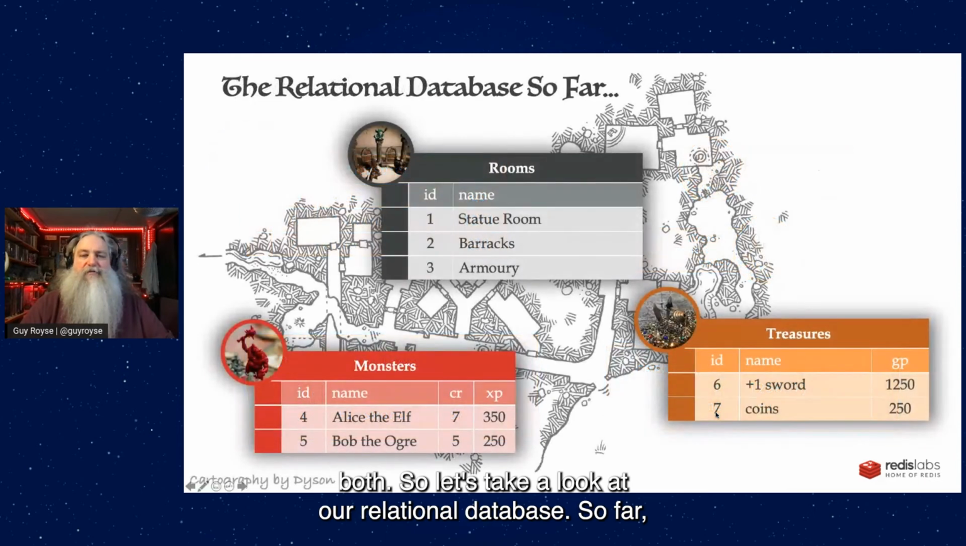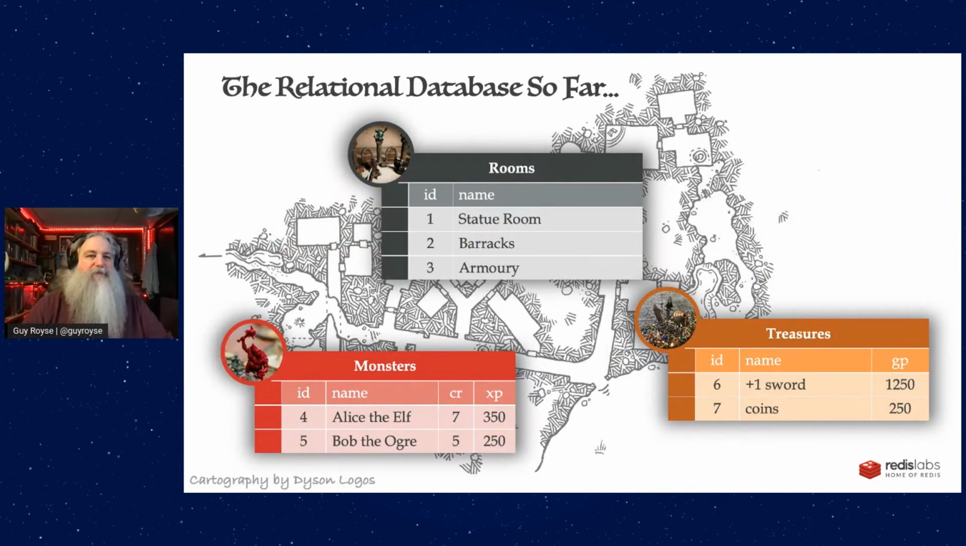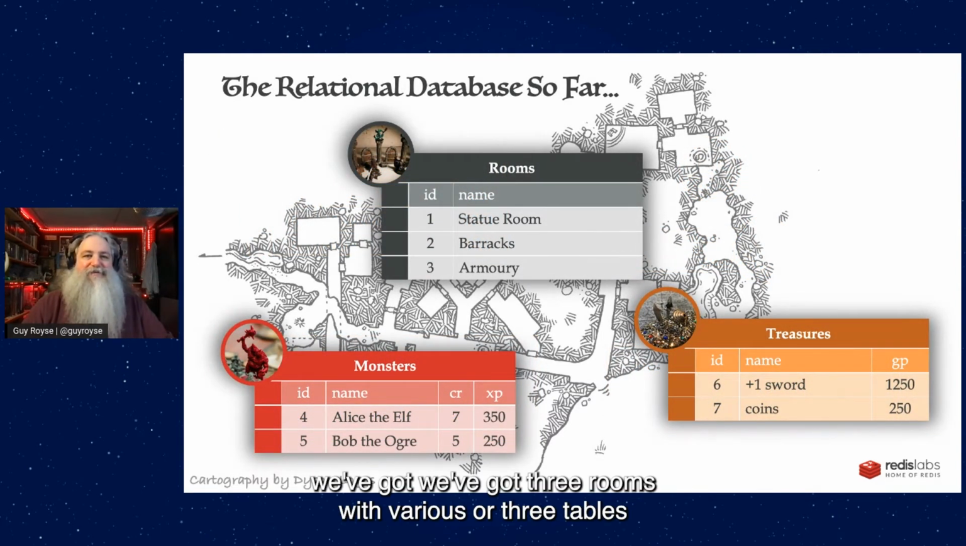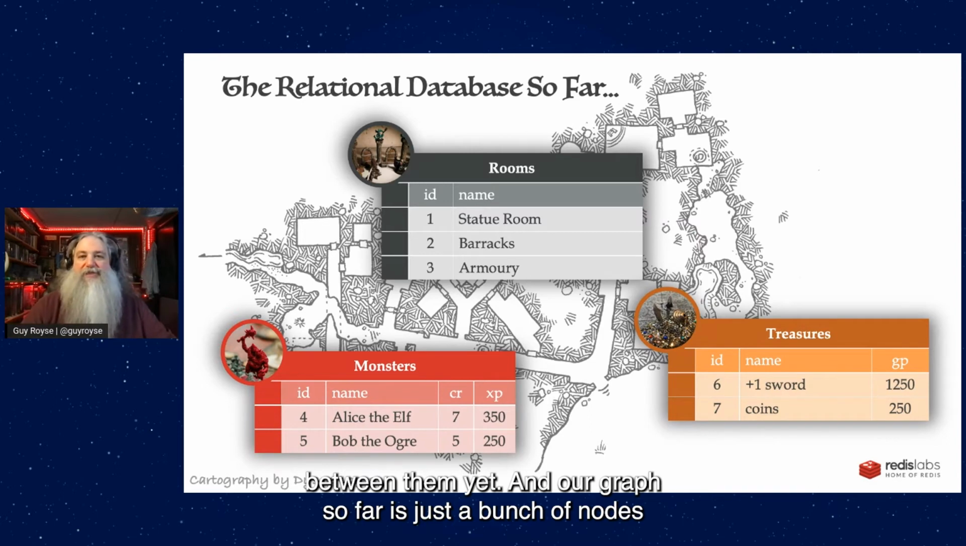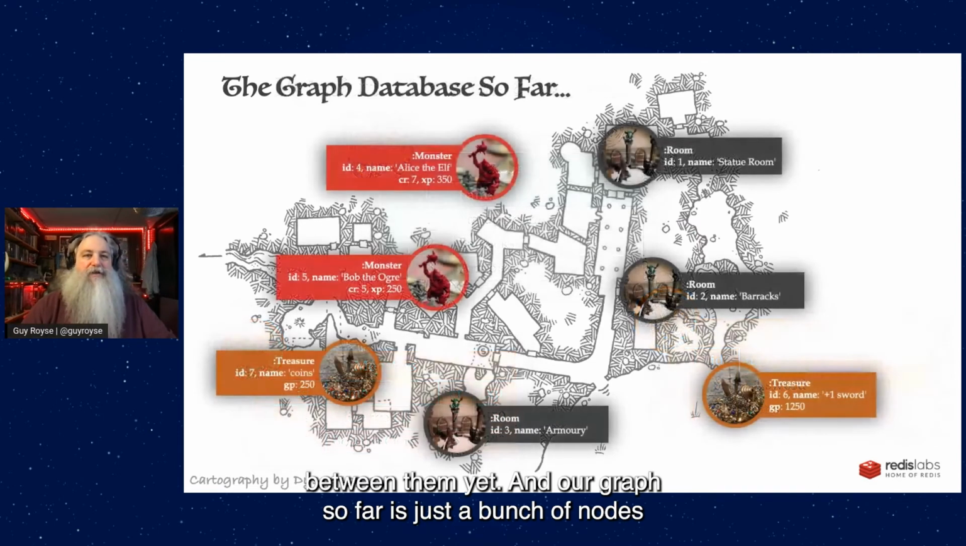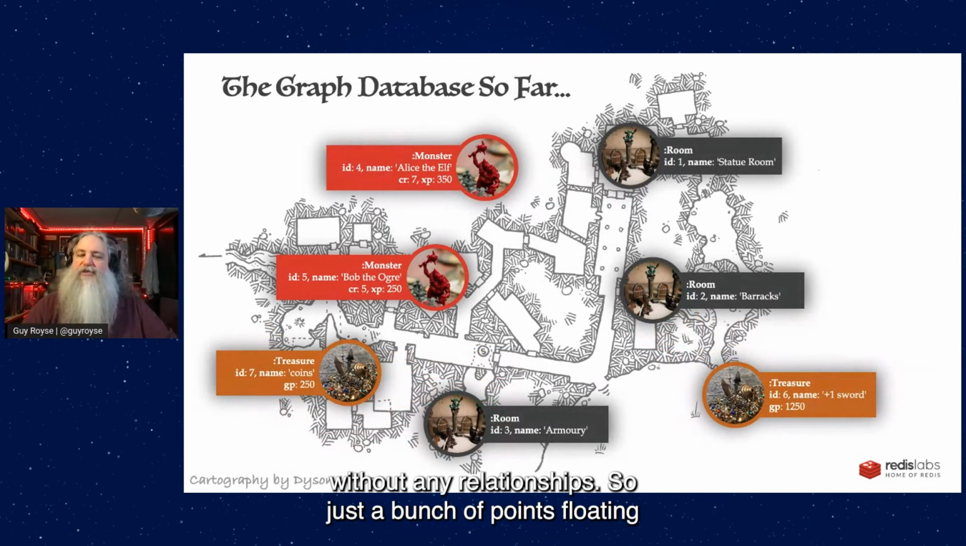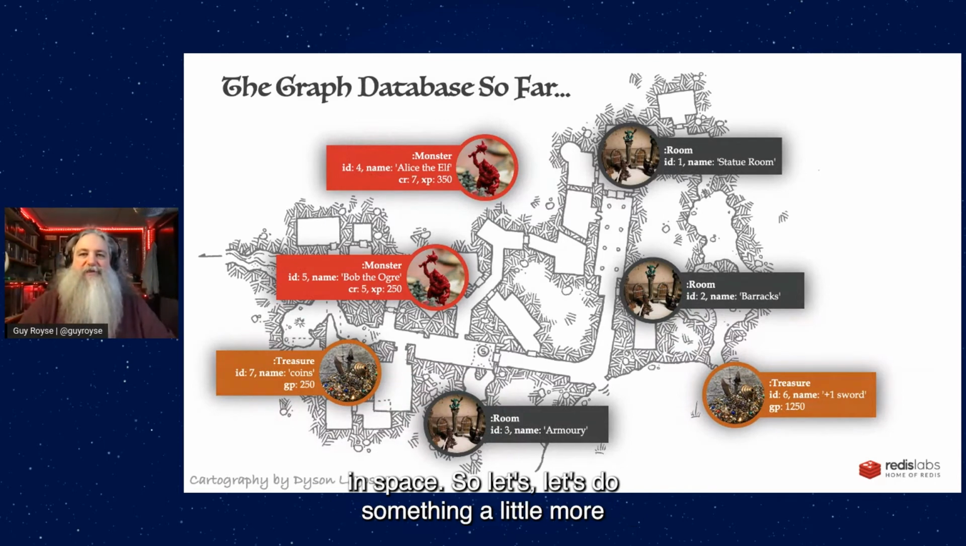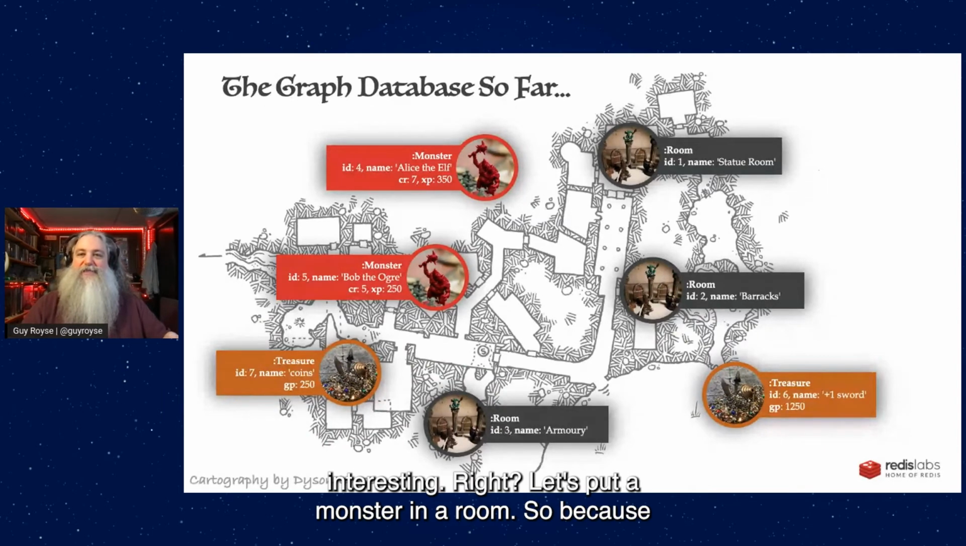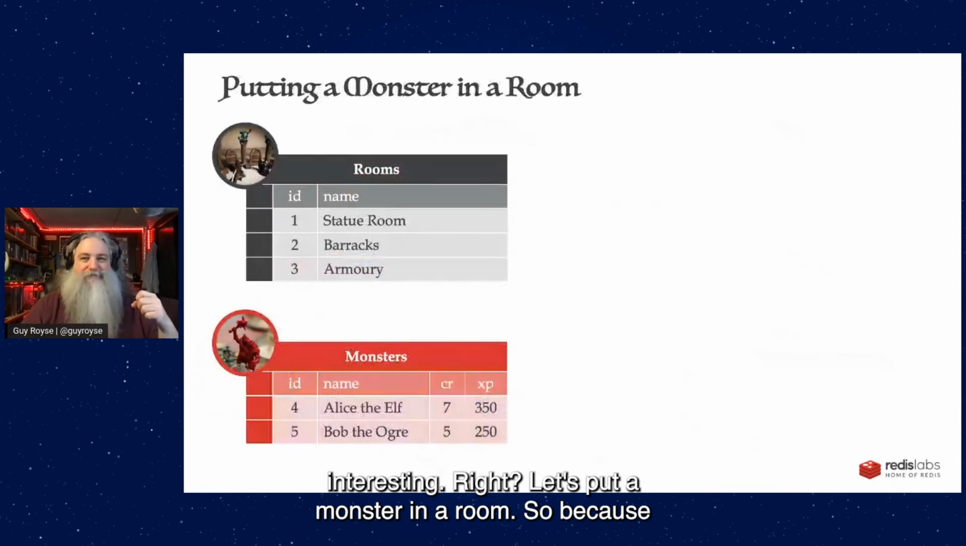So let's take a look at our relational database so far. We've got three tables with various rows, representing rooms. No relationships or anything between them yet. And our graph so far is just a bunch of nodes without any relationships. So just a bunch of points floating in space. So let's do something a little more interesting, right? Let's put a monster in a room.